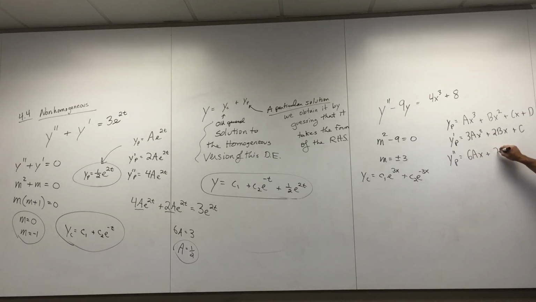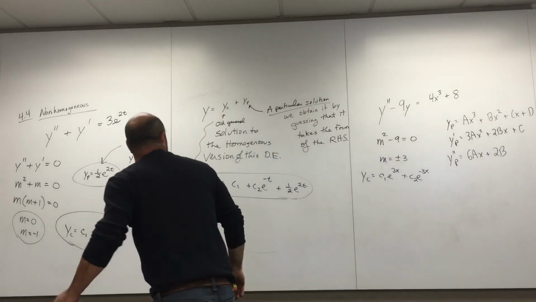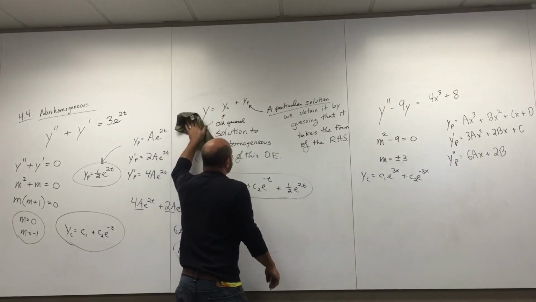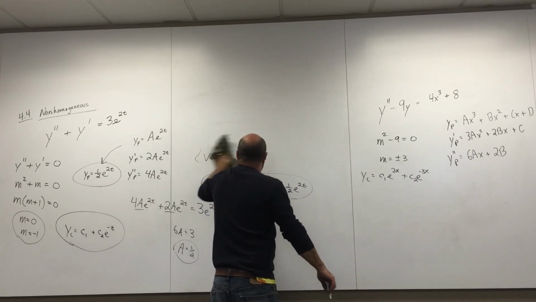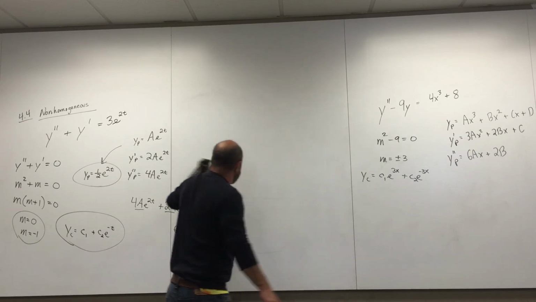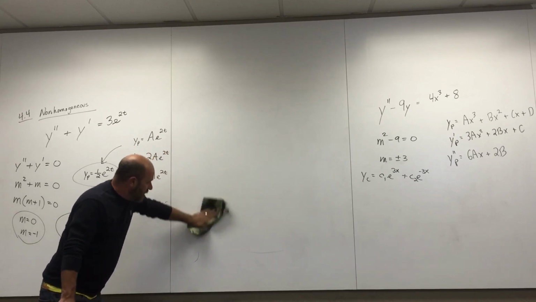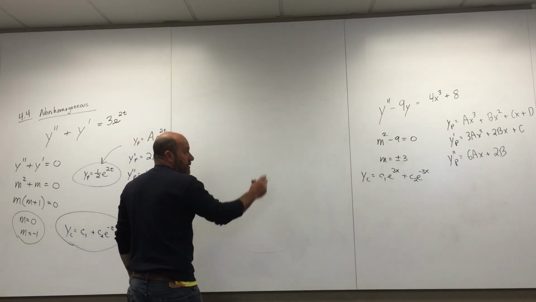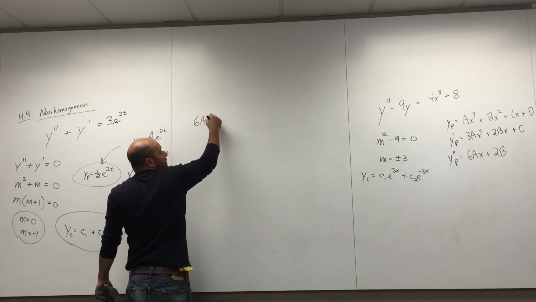6ax plus 2b. And then we actually plug these in. Here, I'm going to show you how to do this. I need a little more space here. Sometimes I like to do some of this in my head so I don't have to do so much writing, but I'll write down a few things right now. So what I'm plugging in is y double prime, which is 6ax plus 2b.